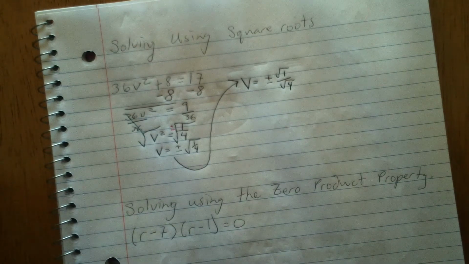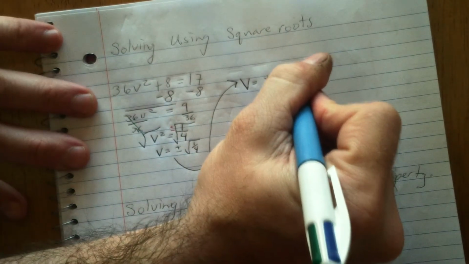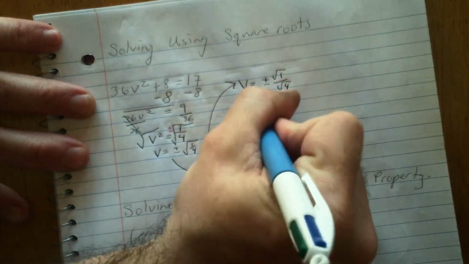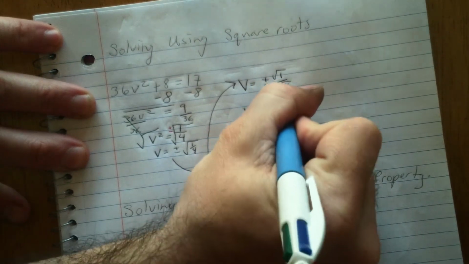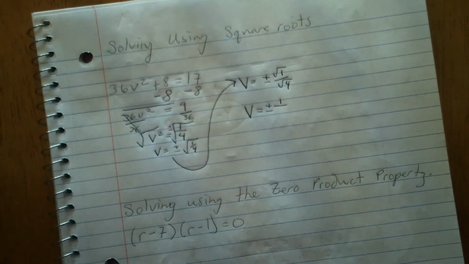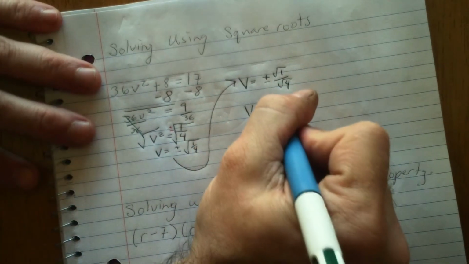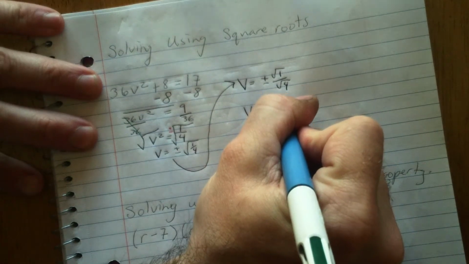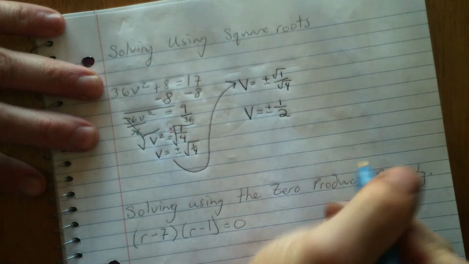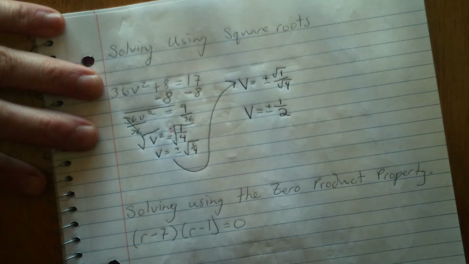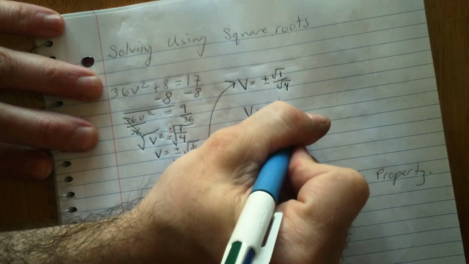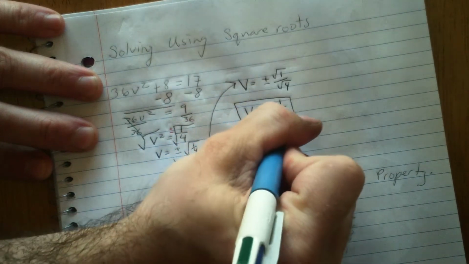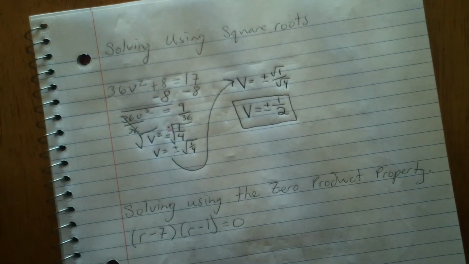The square root of 1, well, that's just 1. 1 times 1 is 1, so the square root of 1 is 1. So now I've got v equals plus or minus 1 over the square root of 4. Well, the square root of 4 is 2. 2 times 2 is 4, and that's the definition of a square root: what number times itself equals 4. So I get v equals plus or minus 1/2, and I am done. So both a positive 1/2 and a negative 1/2 are the solutions.